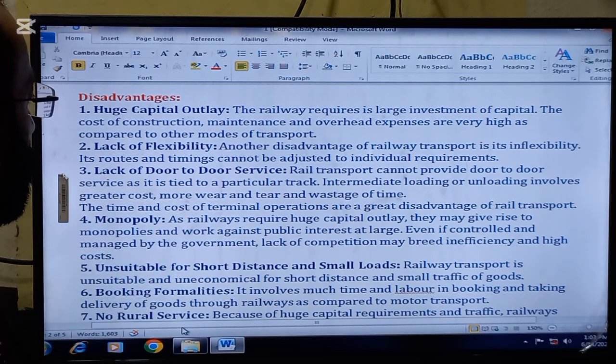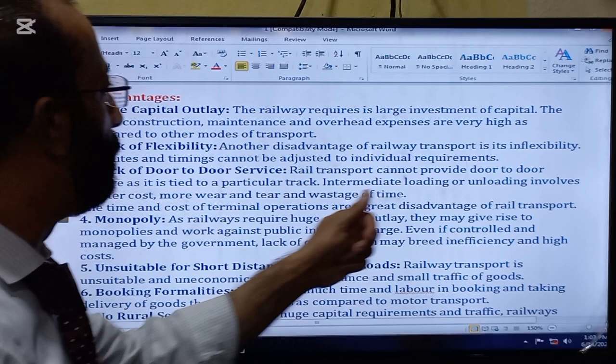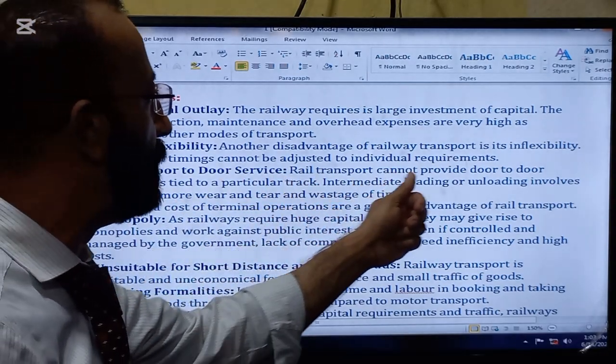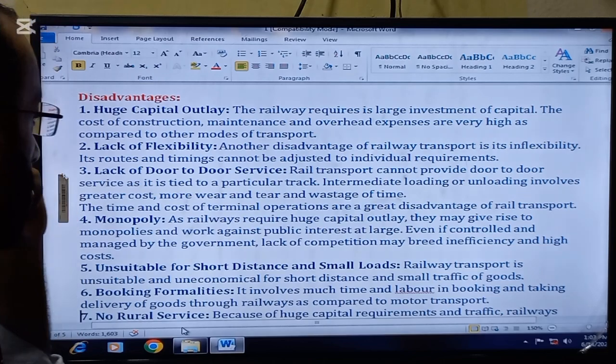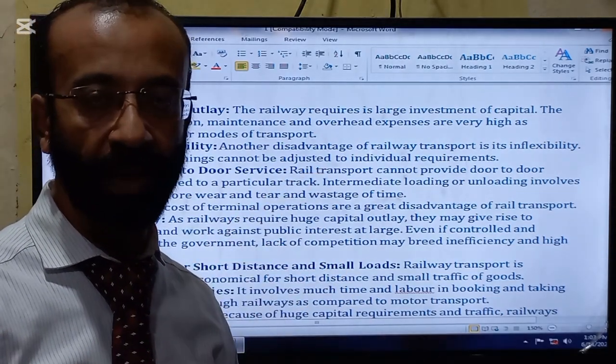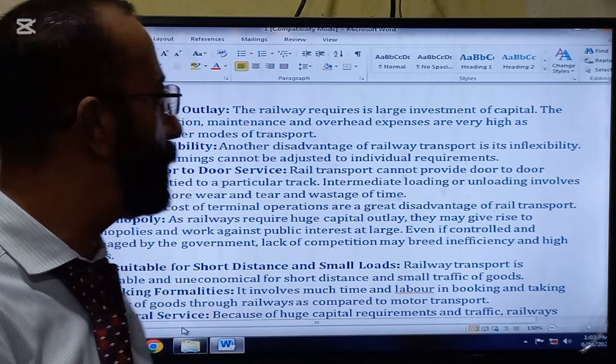Next is lack of flexibility. Another disadvantage of rail transport is inflexibility. Its routes and timings cannot be adjusted to individual requirements. So the routes are fixed and timing is also fixed. You cannot change the timing and the routes according to the individual requirement.